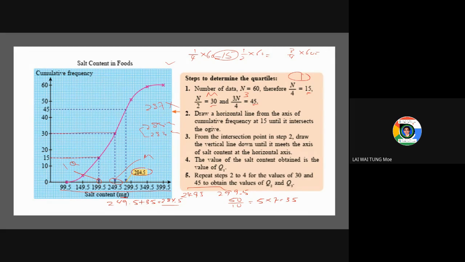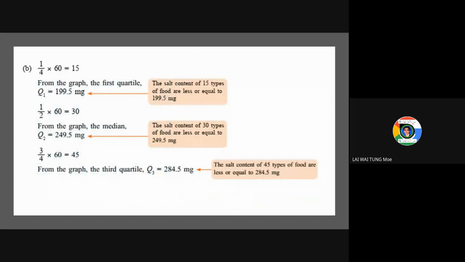Normally, I think that is about how to construct an OGIF and how to find the quartile. There are only 3 types of quartile: it's either the first, the median, or the third quartile. So this is the answer just now.